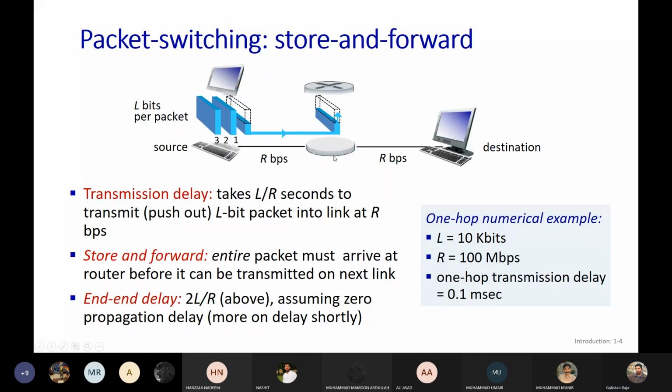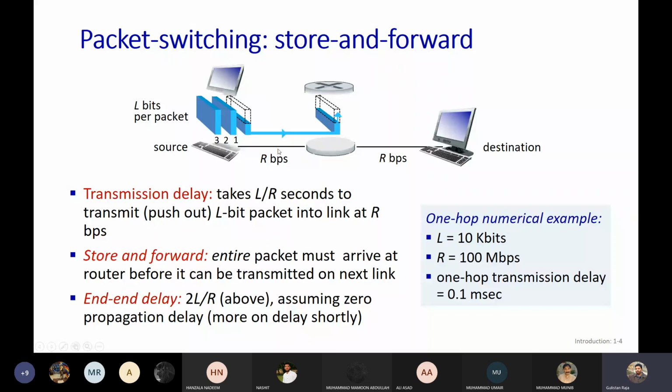Practically speaking, we have a set of routers between source and destination. If you recall the last slide, you saw a mesh of routers, but just to demonstrate the concept I am using only one router. If you understand this concept, it can be extended to multiple routers also. So we have L bits per packet, and the link capacity is R bits per second.